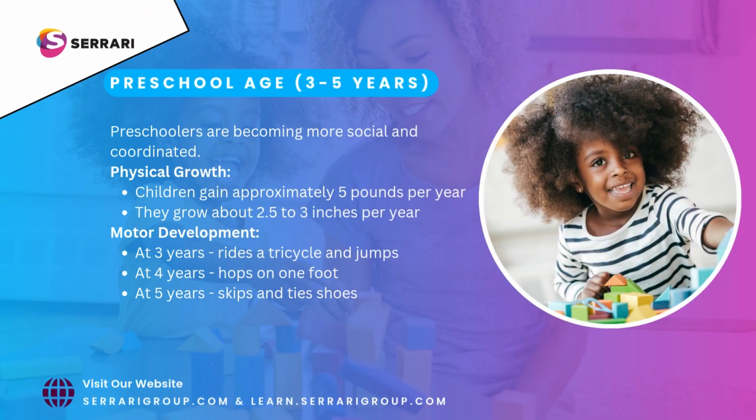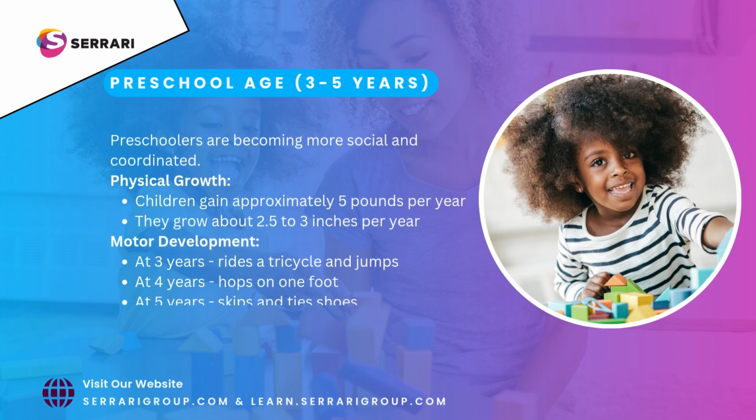Preschool age, 3 to 5 years. Preschoolers are becoming more social and coordinated. Physical growth. Children gain approximately 5 pounds per year. They grow about 2.5 to 3 inches per year. Motor development. At 3 years, rides a tricycle and jumps. At 4 years, hops on one foot. At 5 years, skips and ties shoes.